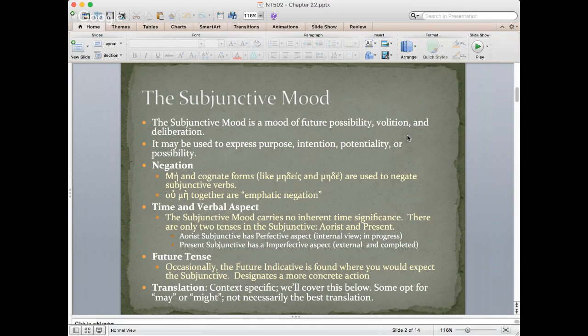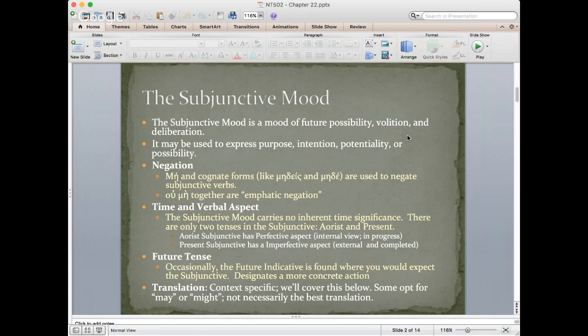For the time and verbal aspect, the subjunctive mood is going to carry no inherent time significance. So you're only going to have 2 tenses, which are the aorist and the present. The good news is you don't have a bunch of tenses. The aorist subjunctive has a perfective aspect to it. So it's not about time, it's about aspect. The aorist subjunctive is going to be internal, so it's going to be an action in progress, as opposed to the present subjunctive, which is going to be imperfective, with an external or completed kind of perspective. And we'll talk more about what that looks like and how that ends up getting translated.